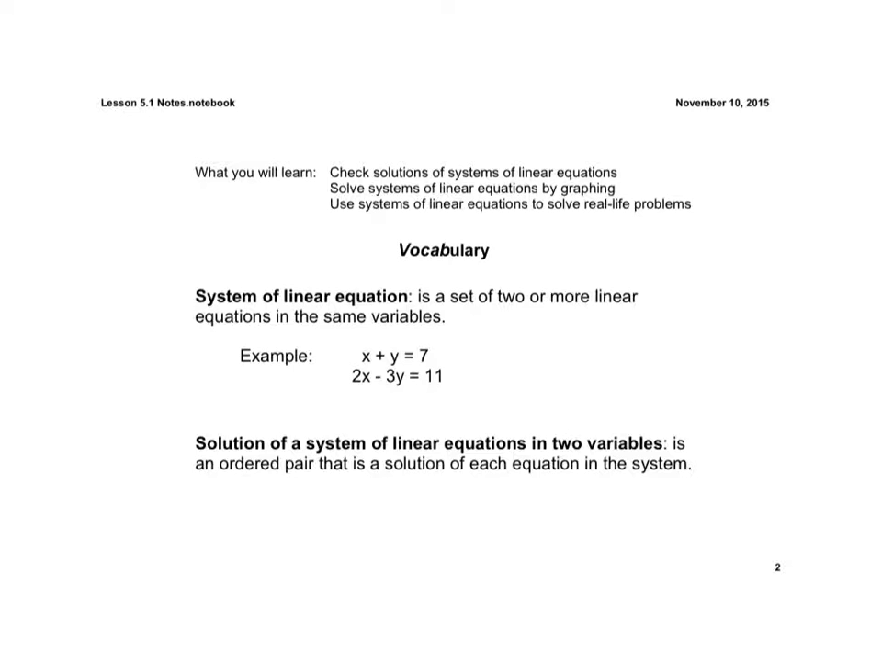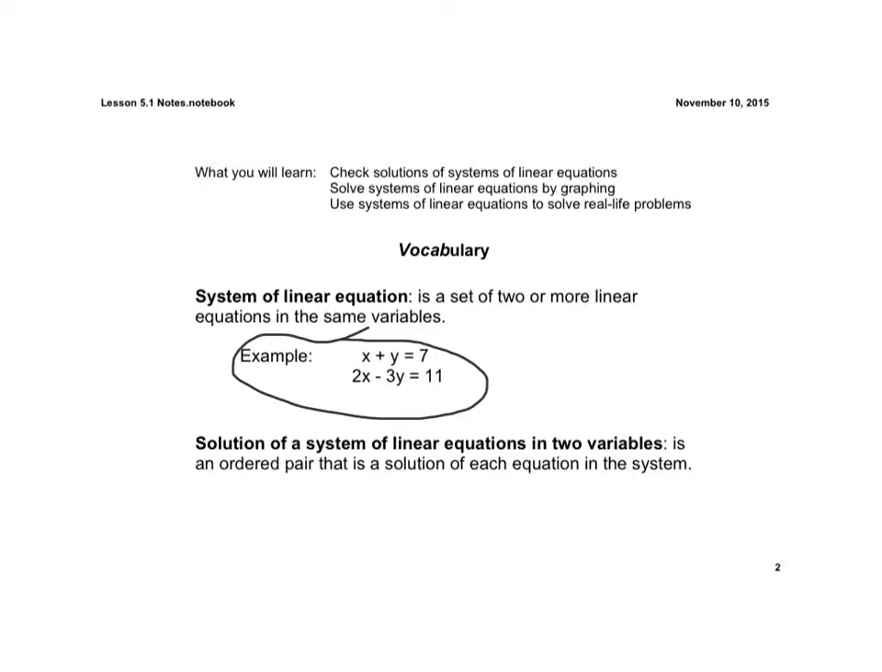But it might be important to know, first of all, what is a system of linear equations? So a system of linear equations is a set of two or more linear equations in the same variables. And here's an example of a system. A system just means two or more linear equations.